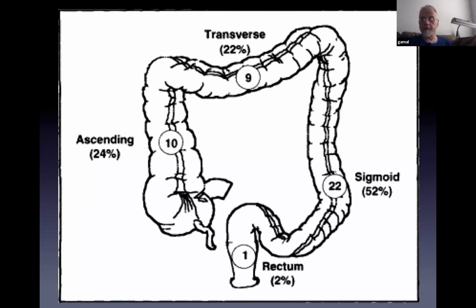Where do you perforate most of the time? Most common is the sigmoid. 50% of the perforations are in the sigmoid. Then you go after that to the right colon, then the transverse colon, right?